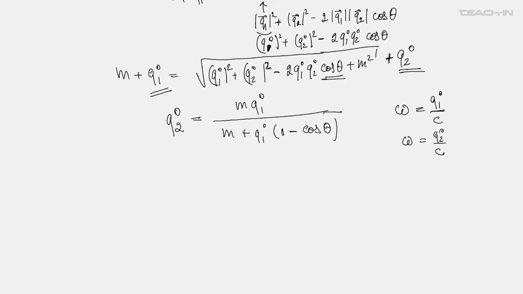and restore everywhere the speed of light and h bar, then you will get the following formula. The frequency of the outgoing photon is related to the frequency of the incoming photon by the following formula: 1 plus h bar omega divided by mc squared, 1 minus cosine theta. This is how it looks.